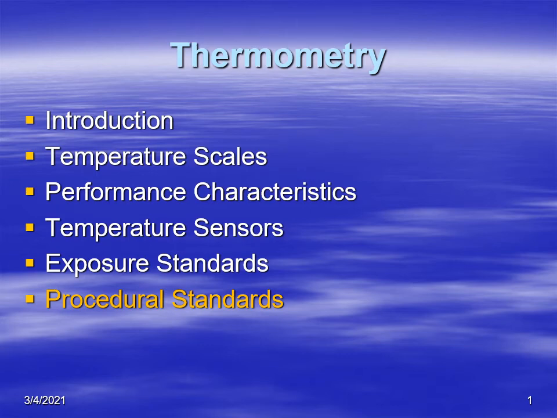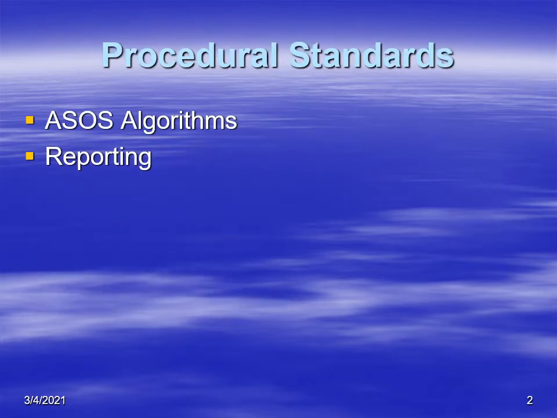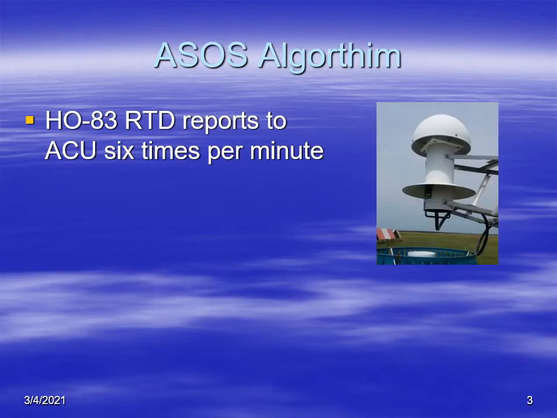Hi, we're going to continue our discussion of thermometry by talking about procedural standards. The procedural standards that we're going to look at are the ASOS algorithms and also the reports that are made in METARs. The Vaisala HO83 hygrothermometer, which has a resistance type detector, reports every 10 seconds to the acquisition control unit. Every 10 seconds is 6 times per minute.